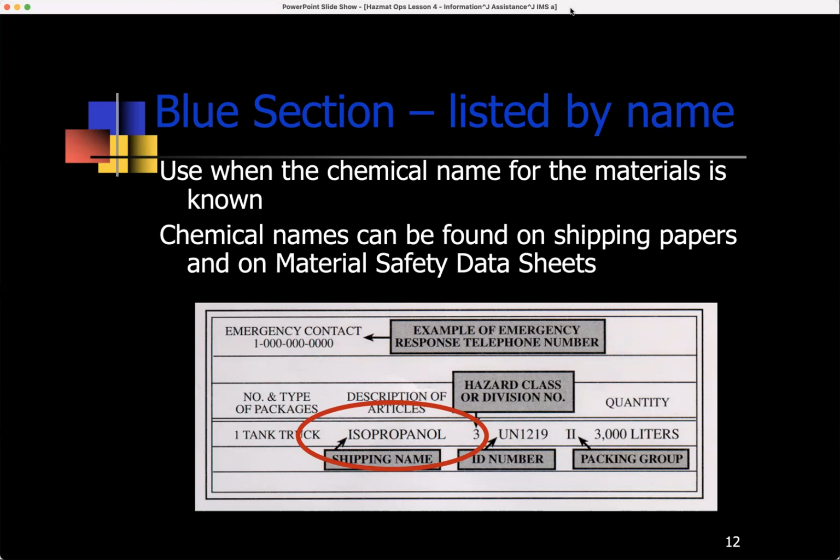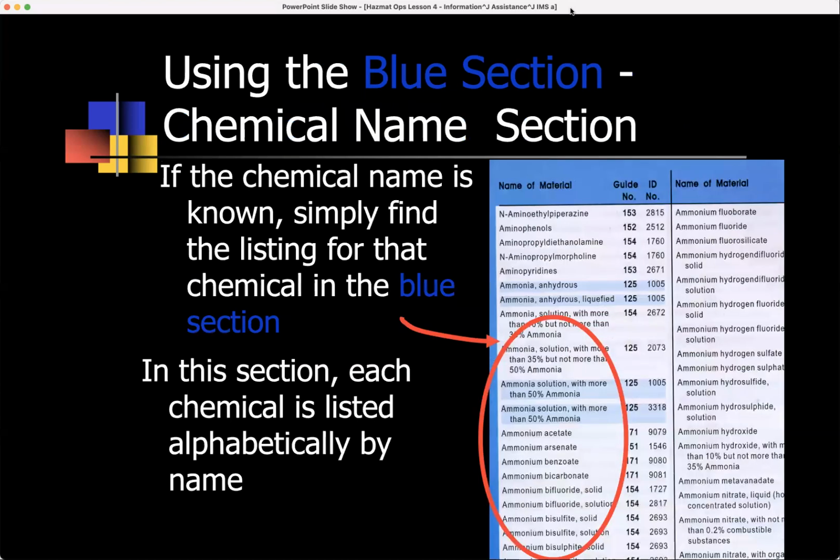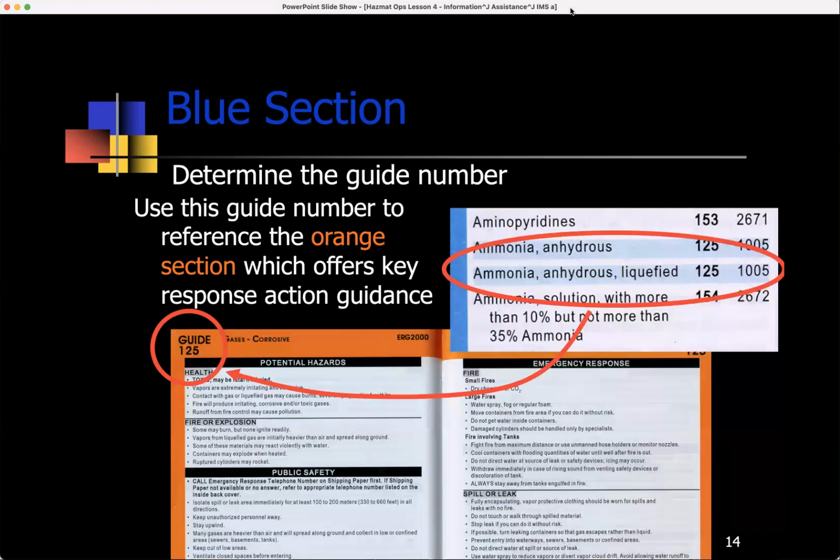So isopropanol. Simply look it up. They're listed alphabetically by name. So you have the name, then the guide number, and then you can cross-reference with the UN ID if you know what it is. That way you have much more confidence that you're dealing with that material. You determine the guide number again, go to the orange section with that guide number, and you're on your way to solving the problem.